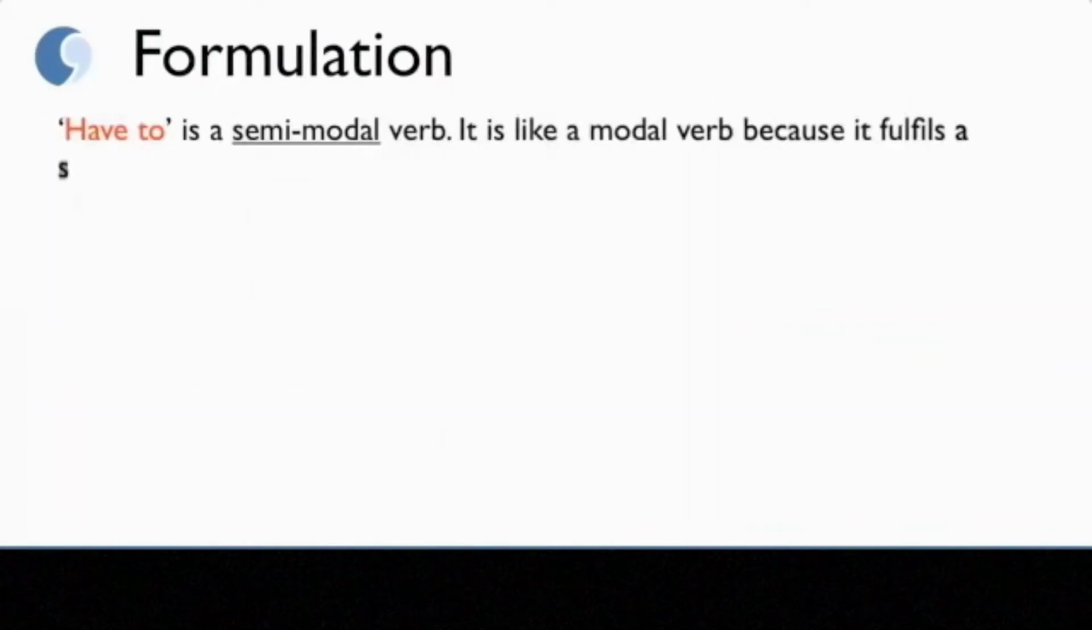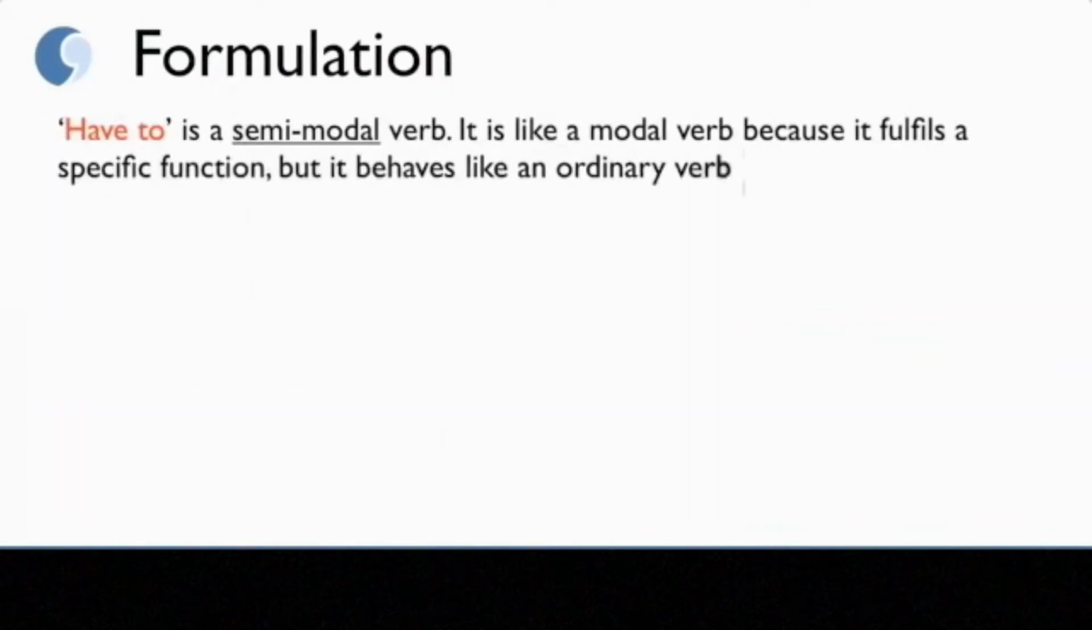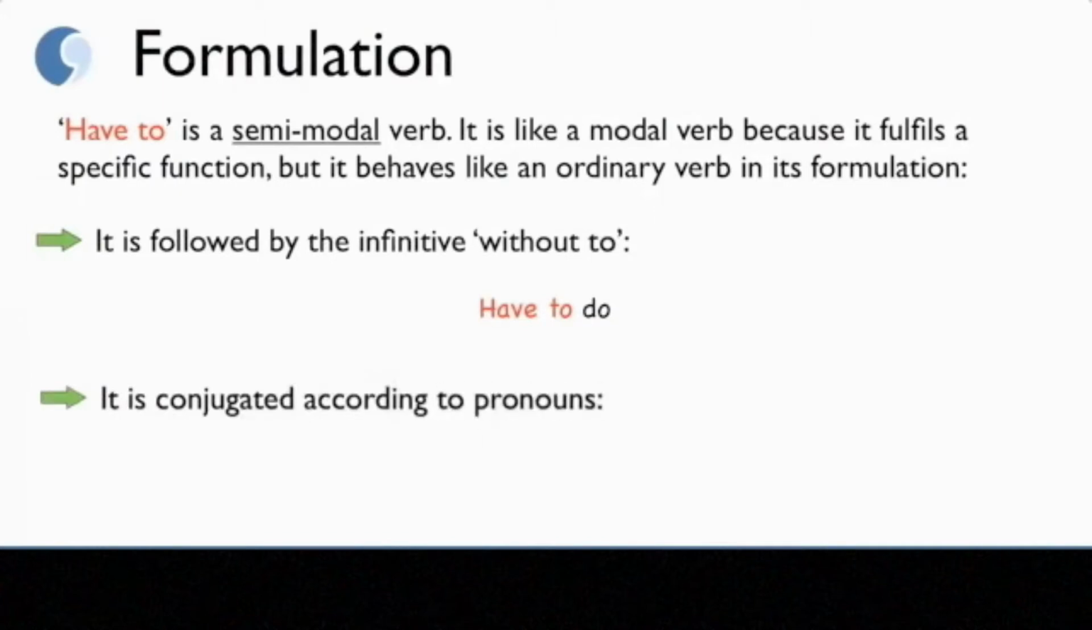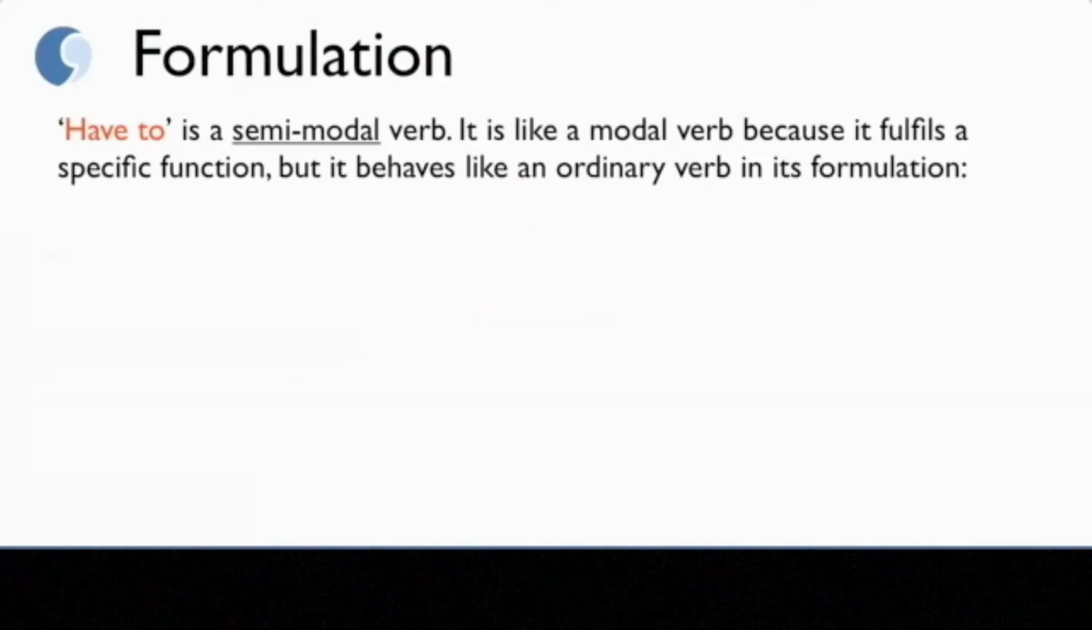Have to is a semi-modal verb. It's like a modal verb because it fulfills a specific function, but it behaves like an ordinary verb in its formulation. It's followed by the infinitive without to: have to do. It is conjugated according to pronouns: I have to, he has to, etc.